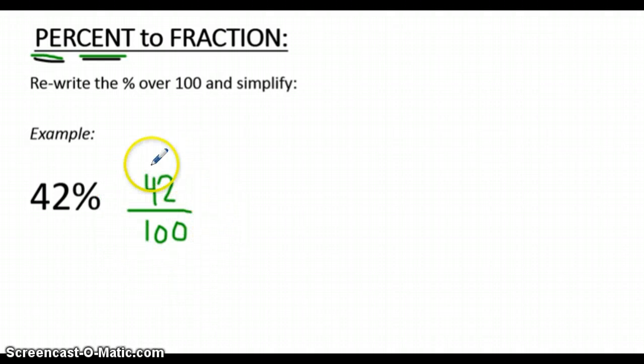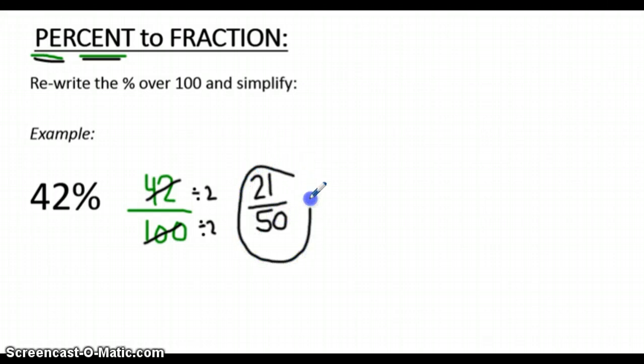So now we have 42 out of 100. We have it as a fraction, but whenever we have fractions, we want it in simplest form. So we have to say what goes into 42 and 100. The answer is 2. So 42, 2 goes into it evenly 21 times. How many times does 2 go into 100? 2 goes into 100 50 times. So our answer in simplest form is going to be 21 over 50, or 21/50.